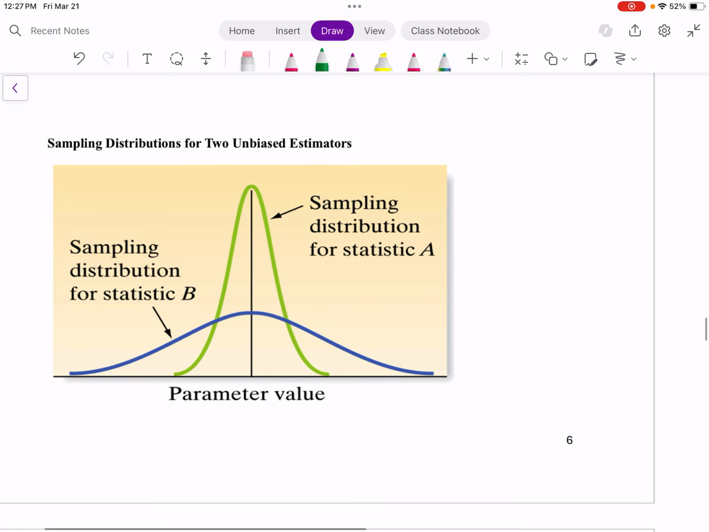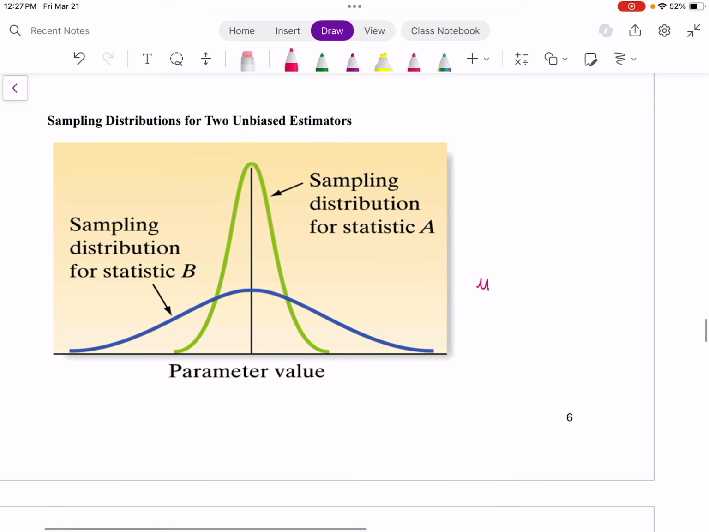Now here we have sampling distributions for two unbiased estimators. How do we know these two are unbiased estimators? To be an unbiased estimator, the mean of our sampling distribution has to equal our parameter. For example, if we are estimating our parameter mu, this is our distribution, and this distribution has a mean at this point.